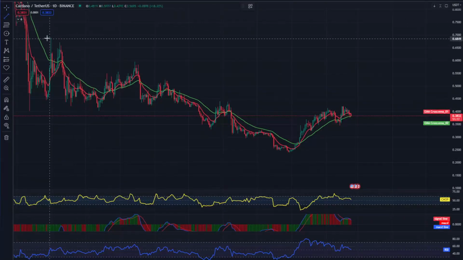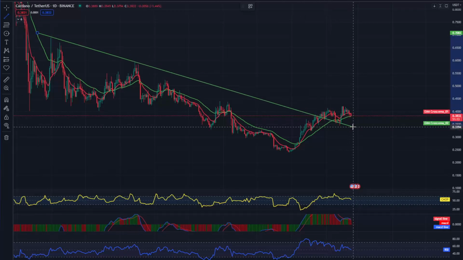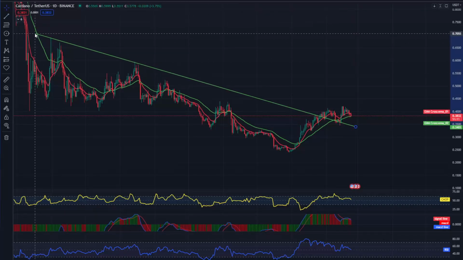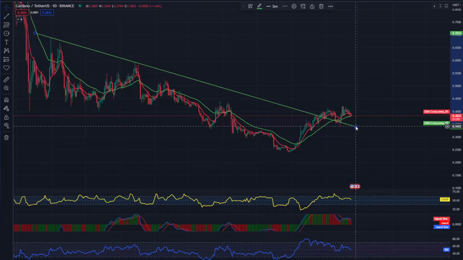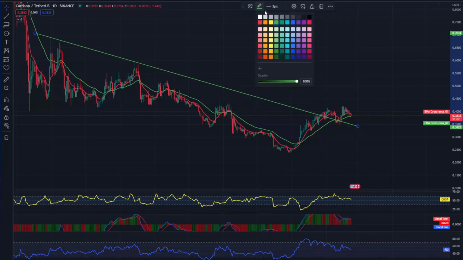As the third one, we will check the ADA chart on a one-day timeframe. At the beginning, we can mark with a yellow line the downtrend line, which the price has overcome and is currently staying above it.